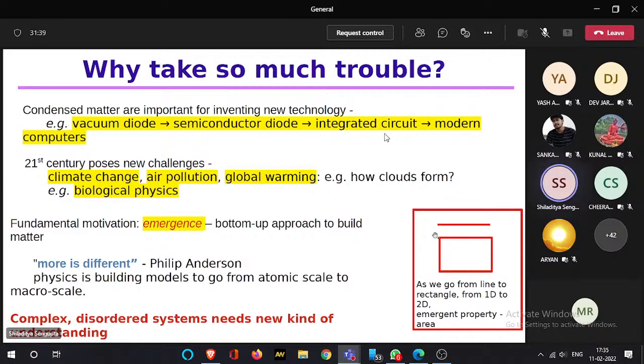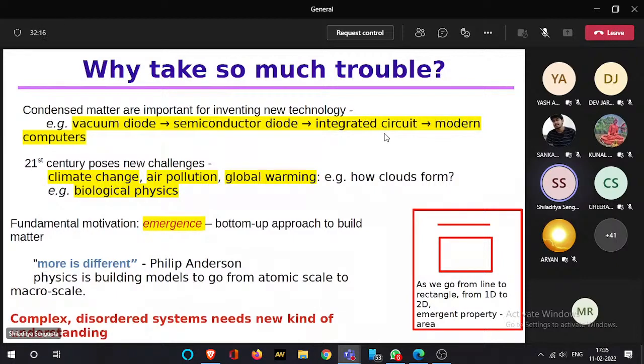Suppose you start with the idea of a point. So this is a zero-dimensional concept. And now when many points come together, they build a line. So here is a line. And now when you go from point to line, you have a new property which is the length of the line.